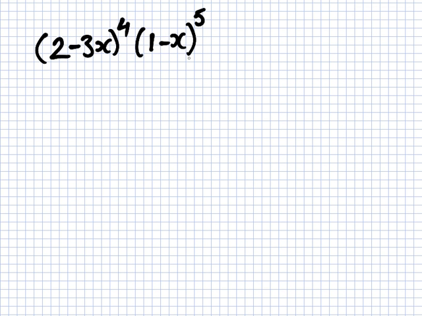Right, I want you to practice the same. Two minus 3x to the power 4, let me write this a bit smaller, 2 minus 3x to the power 4, and 1 minus x to the power 5. I want you to expand this up to the third term, descending.